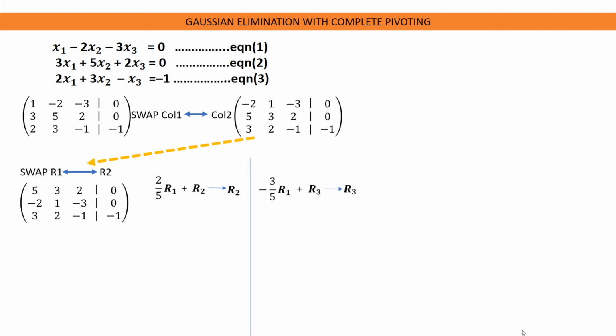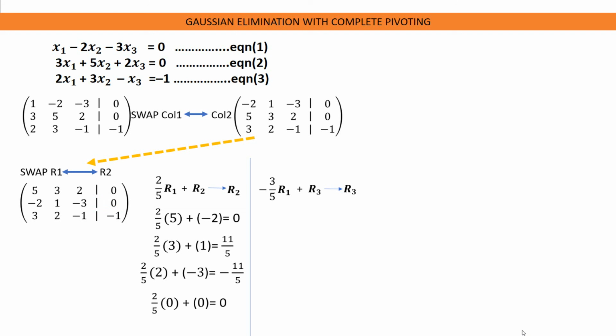We can now put in the corresponding values of R1 and R2 into the relation. 5 and negative 2 will give us 0. 3 and 1 will give us 11 over 5. 2 and negative 3 will give us negative 11 over 5. 0 and 0 will give us 0.